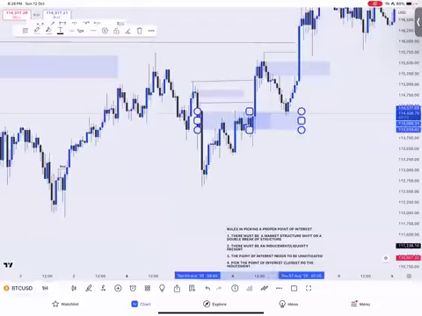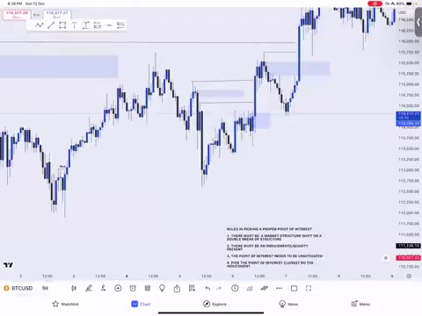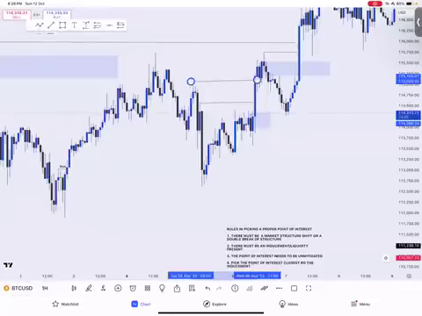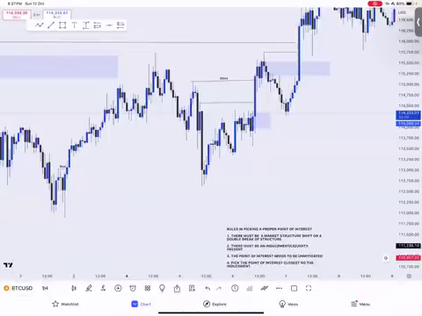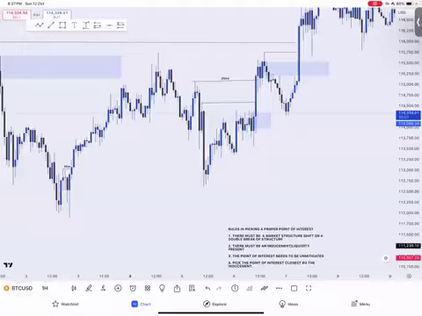Now, in this scenario here, we're talking about the break of structure part. When the market took this high out, and then this high and this high, we got what we call a double breakout structure. So that is the first rule in picking a point of interest.